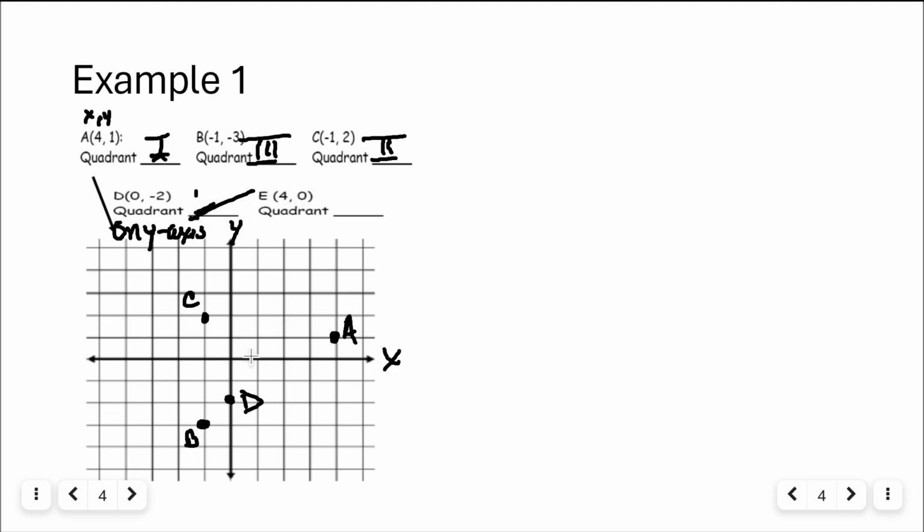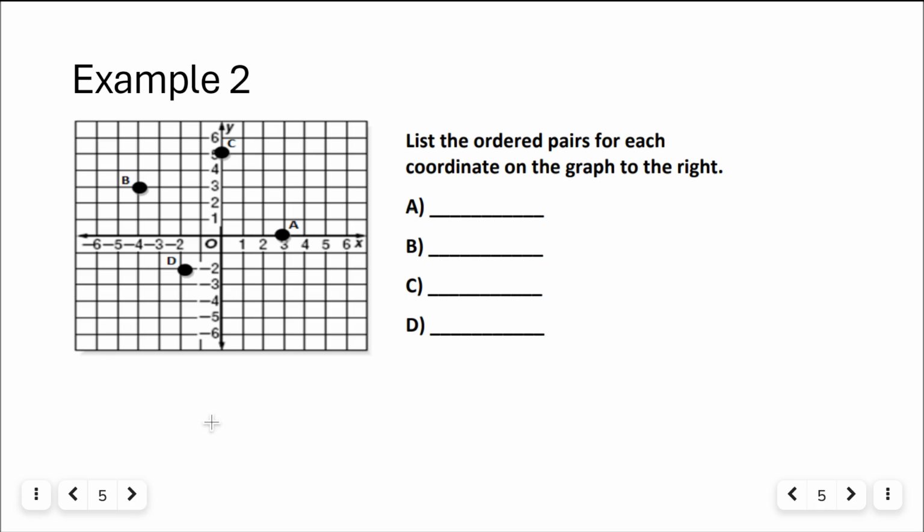And letter E goes 4 to the right, then doesn't go up or down any. So I'm going to put a point here, label it with an E. Again, E is not in a quadrant. It's not in one of the 4 quadrants. It's simply on the x-axis. Okay, and there's my answer for those 5. Make sure you label the points if you're asked to, and you need to be able to name those quadrants.